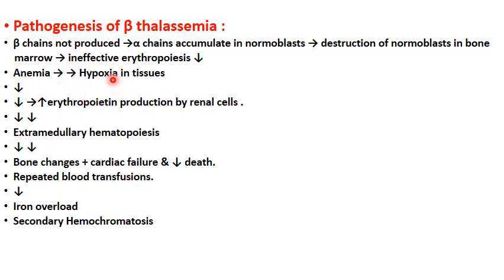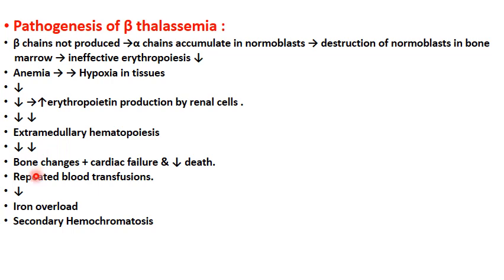As a result of hypoxia in the tissue, erythropoietin is produced by the renal cells. Because there is ineffective erythropoiesis and erythropoietin increases, what will happen? There's extramedullary hematopoiesis, which leads to erythroid hypoplasia. Erythroid hypoplasia leads to the widening or expansion of the bone marrow space, which will lead to the resorption of the bone and bone changes.